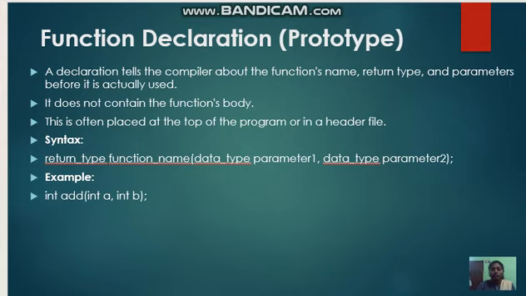The syntax of the function declaration is: first we give the return type, then the name of the function, then within the open and close brackets we declare the parameters separated by commas. So we can give more than one parameter.